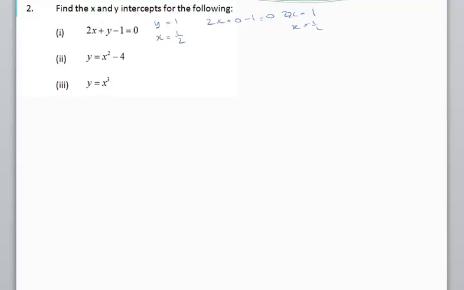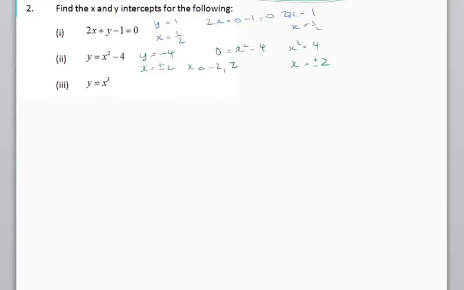For our second equation, when we set x equal to 0, y is equal to minus 4. And same, if we set y equal to 0, we have 0 equals x squared minus 4. So x squared is equal to 4. X is equal to plus or minus 2 here. So we're going to have two intercepts at plus 2 and at minus 2. We write x is equal to minus 2 and plus 2 that way as well.